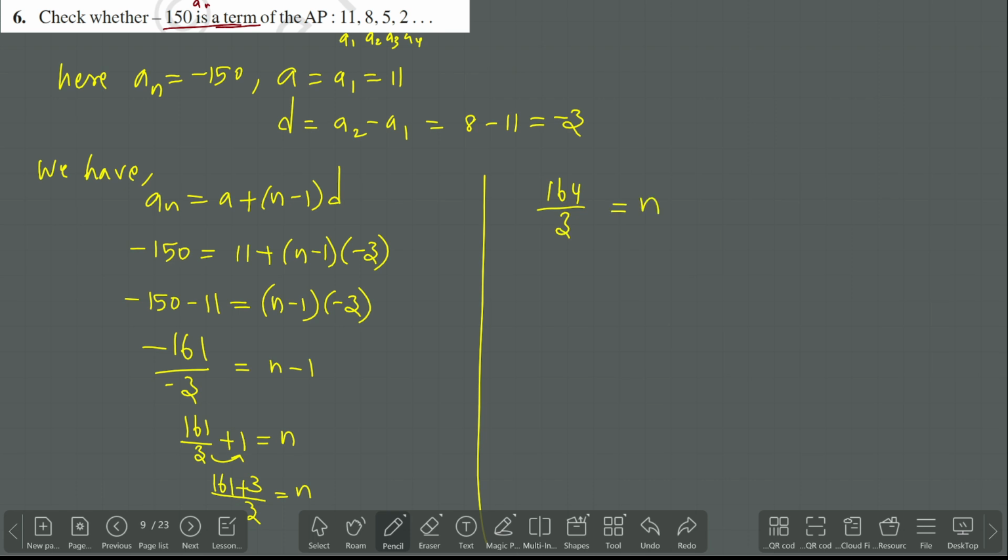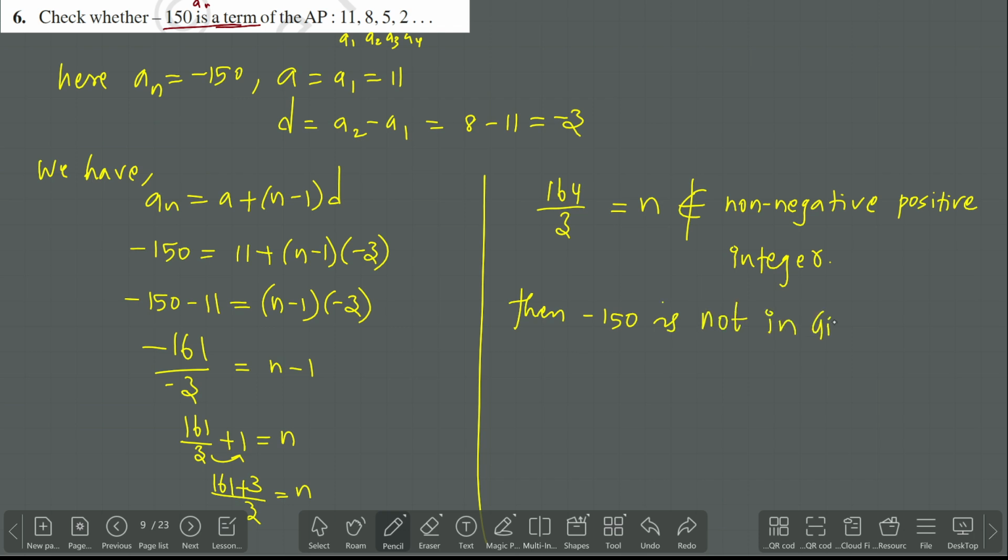Is it possible to cancel? No. So the n value does not belong to the non-negative integers. It's very important. It does not belong to the non-negative integers. So minus 150 is not in the given AP. Do you understand? Not is very important. Or you can also say no, it's not in the AP. Understand? Is it okay, children?